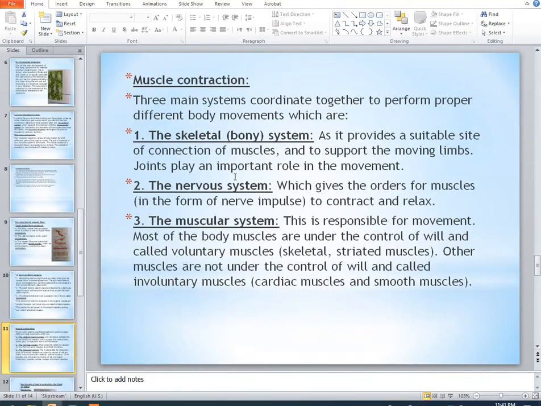Muscle contraction: three main systems coordinate together to perform the different body movements. Number one, the skeletal system, which provides a suitable site for connection of muscles and supports the moving limbs. Joints play an important role in the movement. Number two, the nervous system, which gives the order to the muscle in the form of nerve impulses to contract and relax. Number three, the muscular system, responsible for movement. Most of the body muscles are under the control of will and are called voluntary muscles, the skeletal striated muscles. Other muscles are not under the control of will and are called involuntary muscles, like the cardiac and smooth muscles.